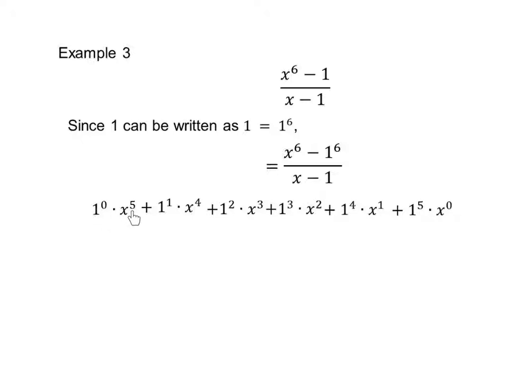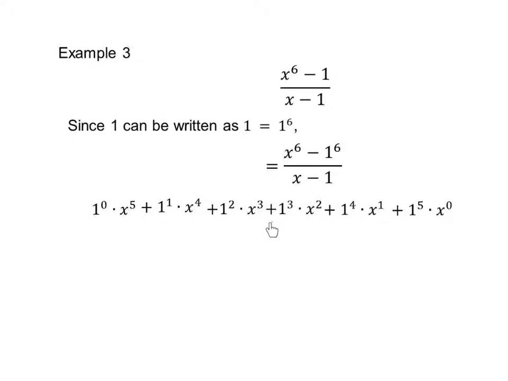And now, based on our previous patterns, we know that the exponent of a is going to be going up, the exponent of x is going to be going down. So in the next term, the exponent of 1 is going up by 1, and the exponent of x is going down to 4, and so on and so forth. This will be the corresponding terms that we get from dividing that.